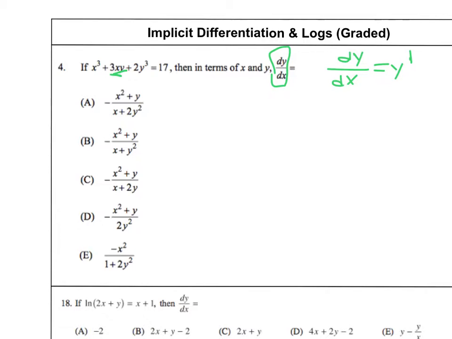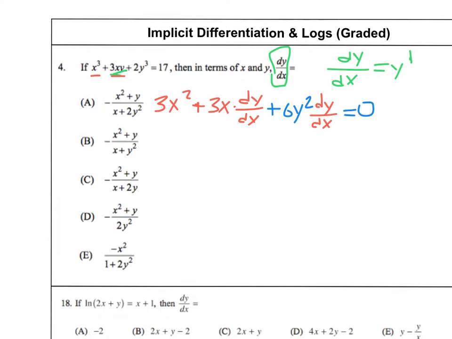Okay, first up I've got to take some derivatives. Derivative of x cubed is going to be 3x squared. I've got my product rule, 3xy, so the first times the derivative of the second is going to be 3x times the derivative of y, which is dy dx. And then I'm going to have 2y cubed. That's going to be plus 6y squared. And again, whenever we do a derivative that involves y, it's going to be dy dx. And then the derivative of 17 is going to be 0.